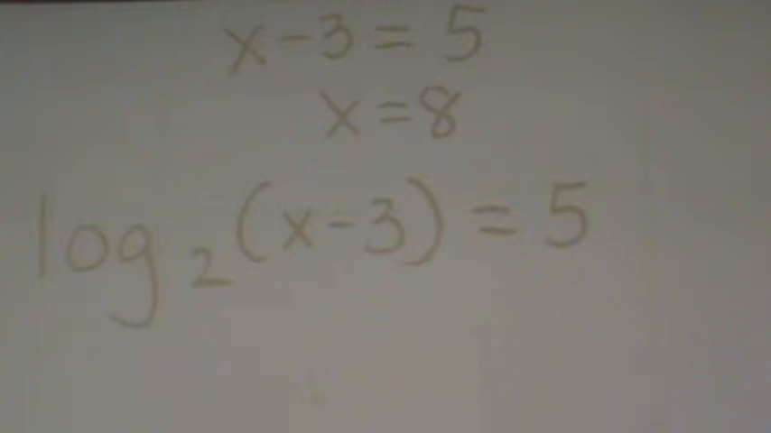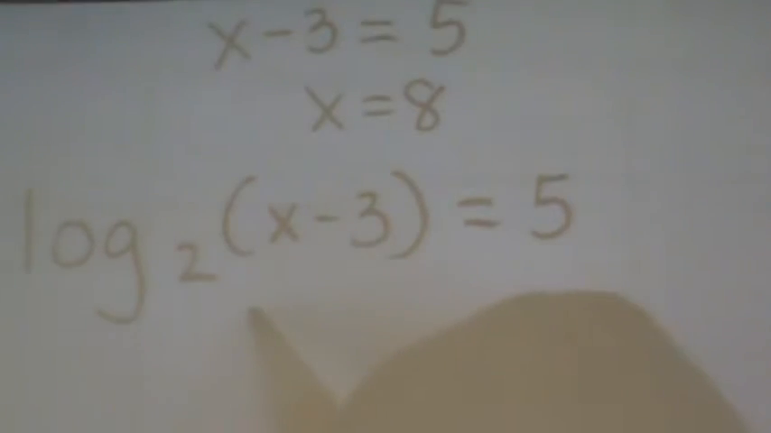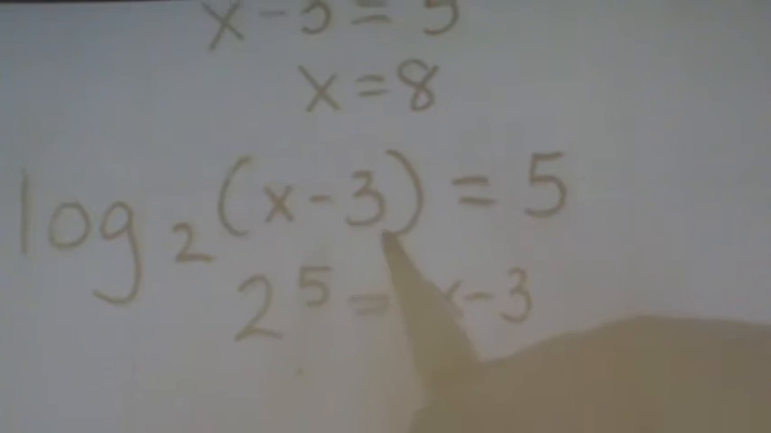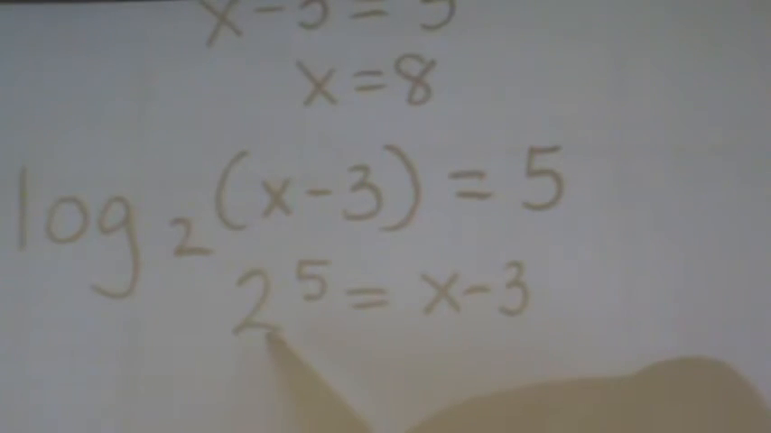So what did we do with the exponential ones? We wrote them in log form. What do you think you're going to do with the log one? Rewrite it in exponential. How would you rewrite this in exponential? 2 to the 5th power equals x minus 3. What is 2 to the 5th power? 32, and then add 3, so you get 35. Okay, so that's what you would do.